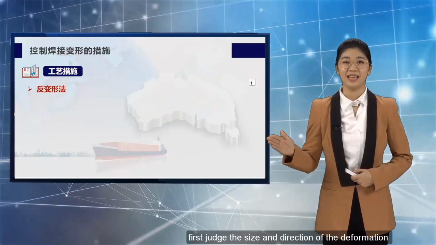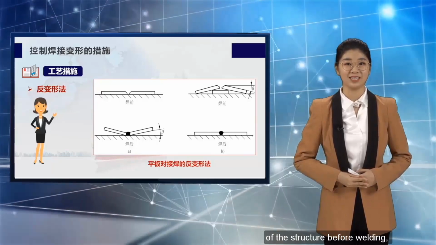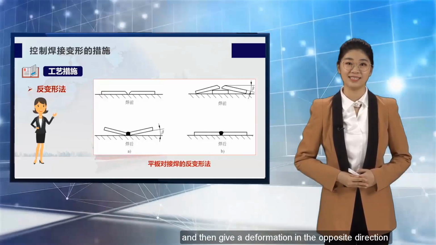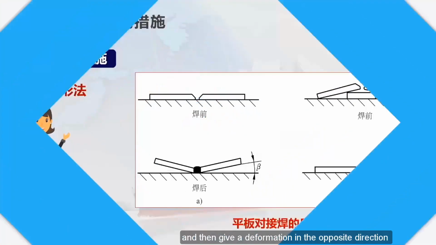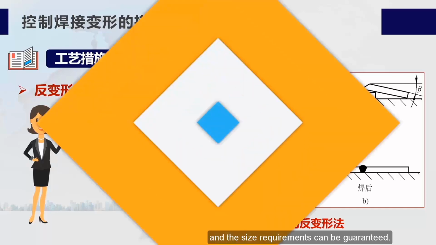2. Anti-deformation method. First judge the size and direction of the deformation of the structure before welding, and then give a deformation in the opposite direction during assembly or material preparation. In this way, the welding deformation can be offset after welding and the size requirements can be guaranteed.